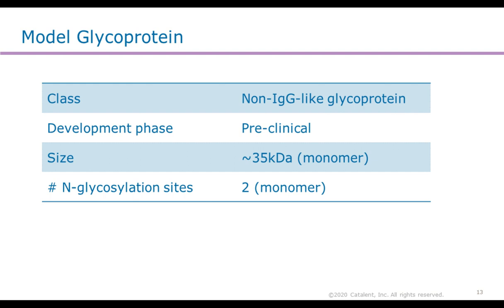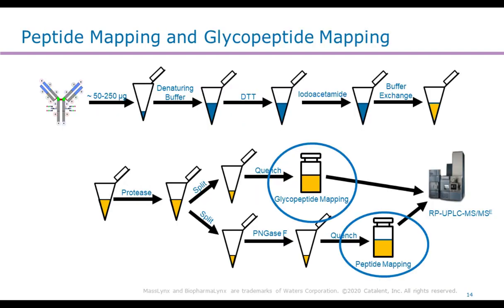So I'll be talking about results that I've collected on a model glycoprotein that we've worked on in our lab. It's a non-IgG-like glycoprotein in preclinical development. It's about 35,000 Daltons in size, and it has 2 N-glycosylation sites on it. First, I'd like to talk about how we perform glycopeptide mapping analysis on this particular protein.